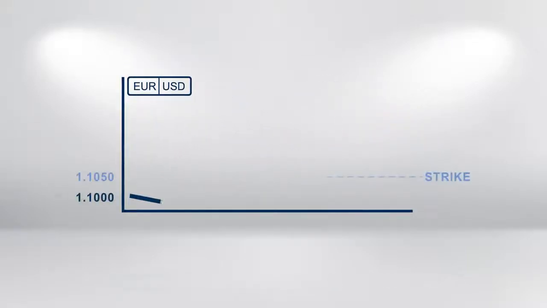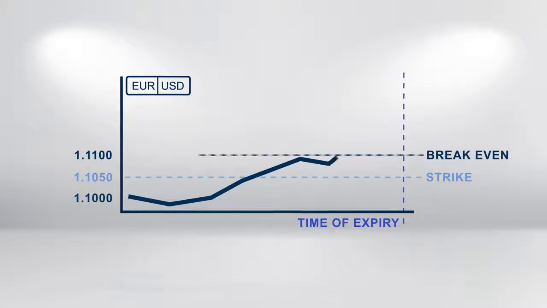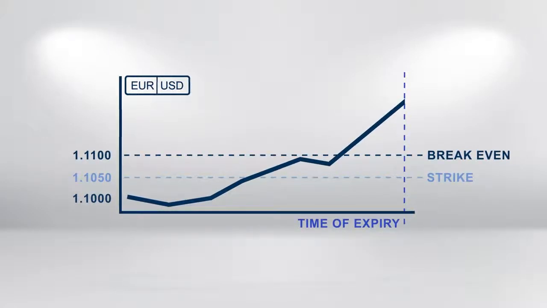On the other hand, if euro-dollar trades above 1.1050, then we should exercise the option, but we need it to trade above 1.1100 to make a profit on the strategy. This is because the price of the option was 50 pips.